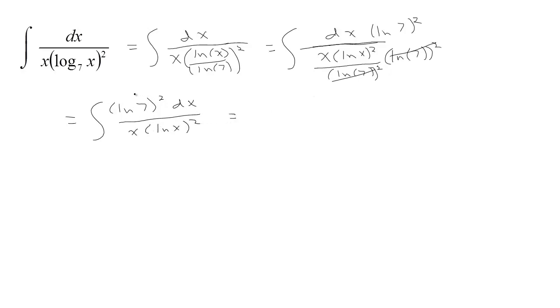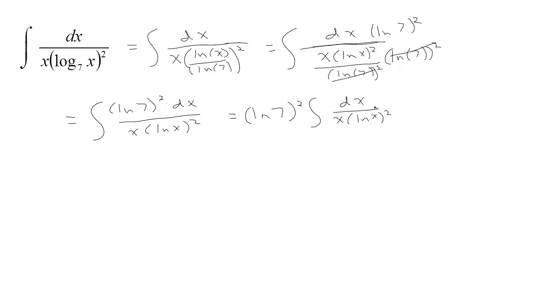Now the natural log of 7 is a constant. It's just a number. It's the exponent you put on e to get 7. That doesn't change as x changes. So this constant can come through. So we have the natural log of 7 squared times the antiderivative of dx over x times the natural log of x squared.